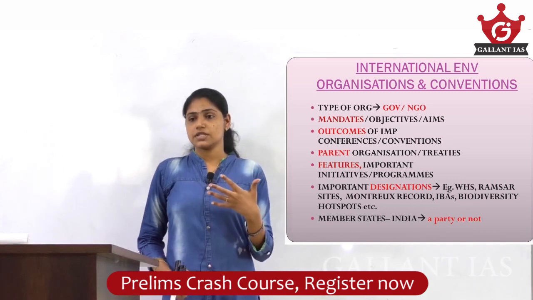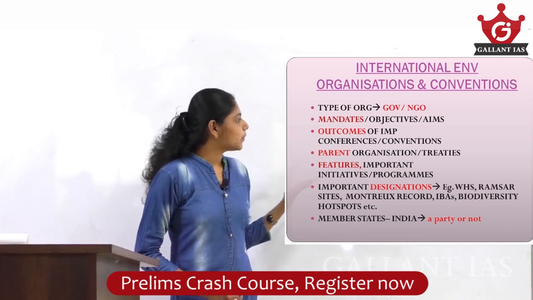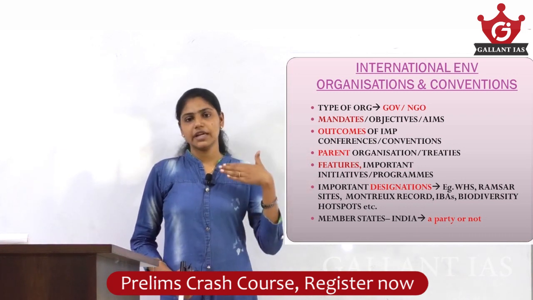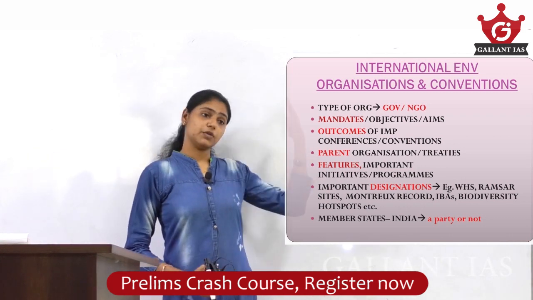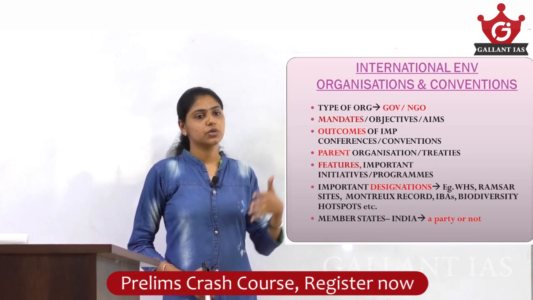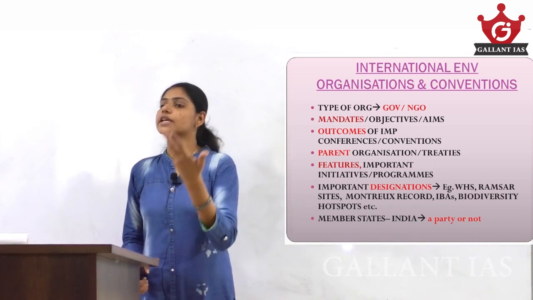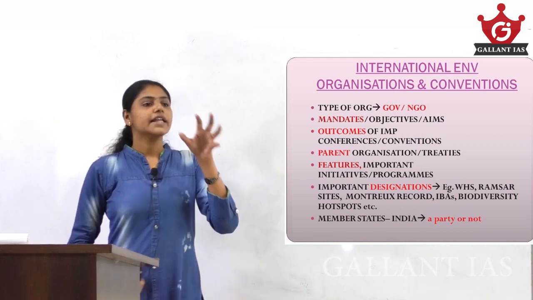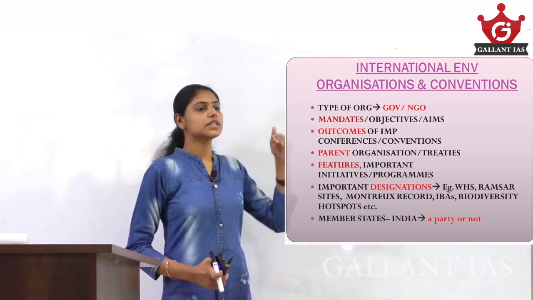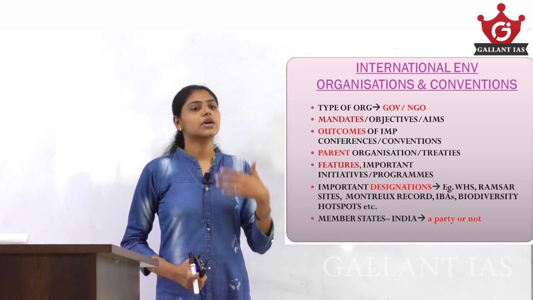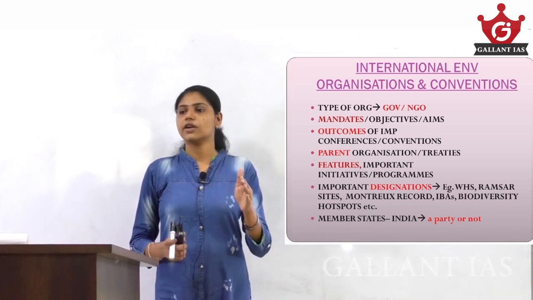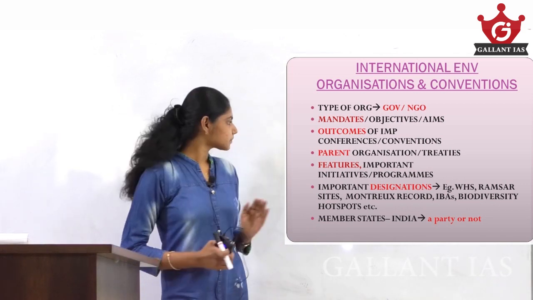Next is outcomes, outcomes of important conferences and conventions. We'll start off with the 1972 Stockholm Conference. It has certain outcomes. UNEP was an outcome of that particular conference. So there are certain outcomes attached with each and every conference or international convention. All those things you have to note.